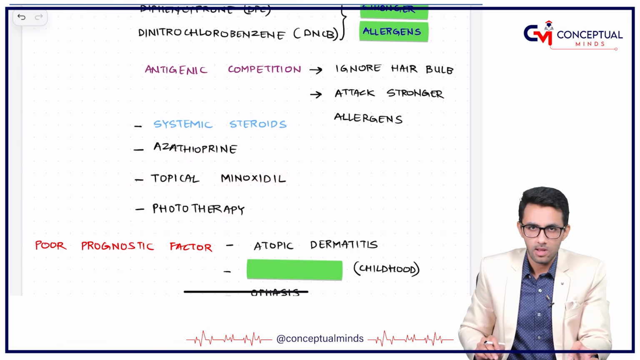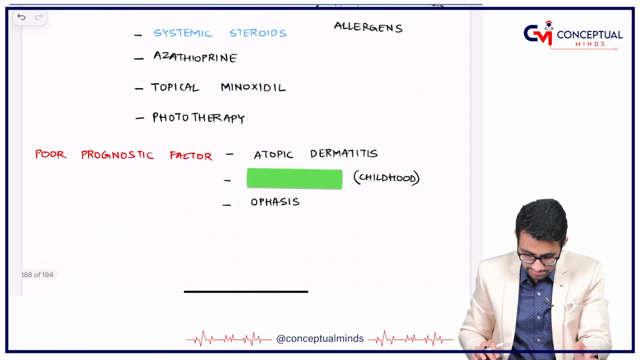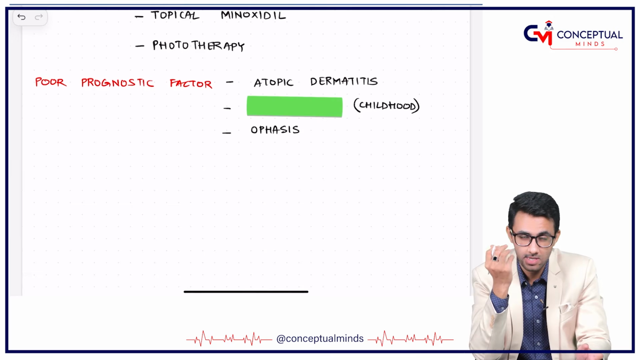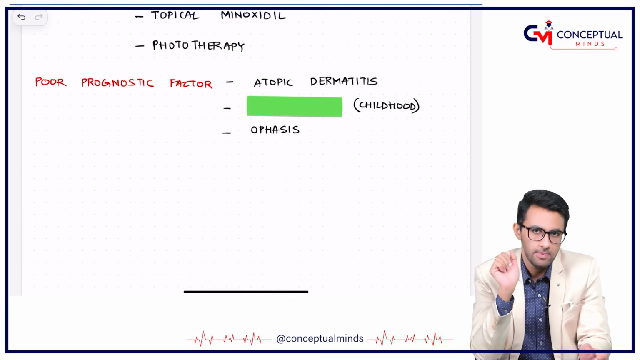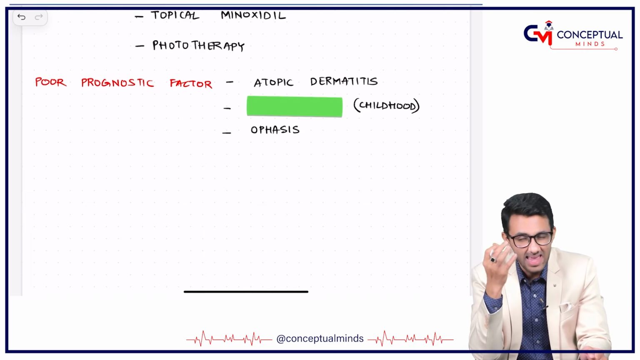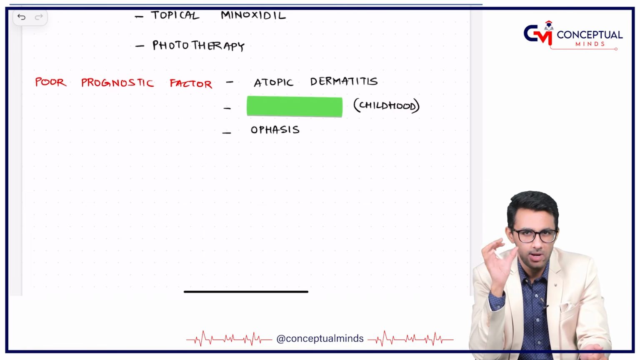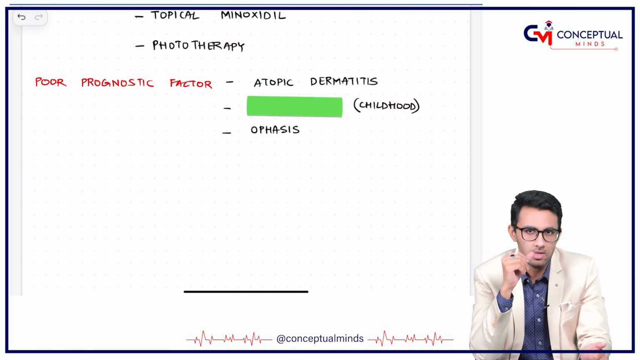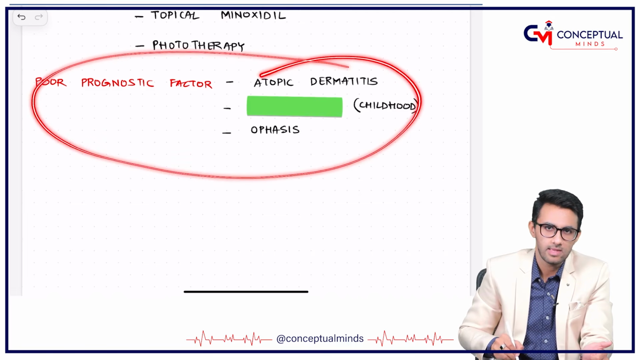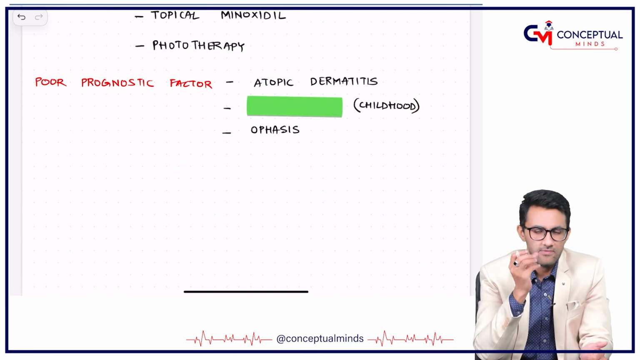Okay, now coming to the point that I was talking about earlier, the poor prognostic factor. If any patient comes to you who is very young, probably a child, a pediatric patient, and we see very aggressive alopecia areata in this patient, it has a very poor prognosis. I have seen one patient with alopecia areata who fits this condition. Otherwise, if an adult had it, right?